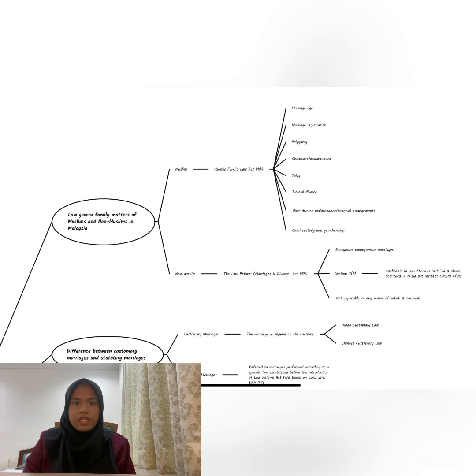On the contrary, the law that governs matters relating to non-Muslim family is the Law Reform Act 1976. This act recognizes monogamous marriage and it is applicable to non-Muslim in Malaysia and those domiciled in Malaysia but resident outside Malaysia. This act is not applicable to any native of Sabah and Sarawak.